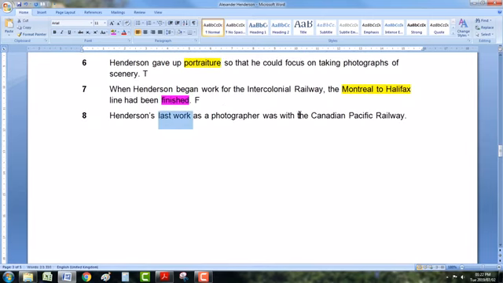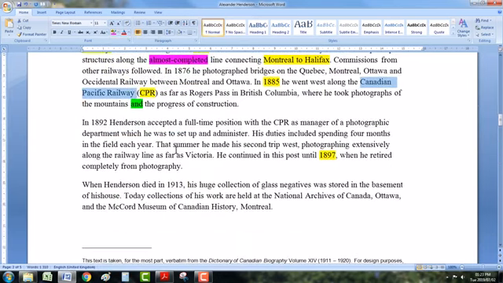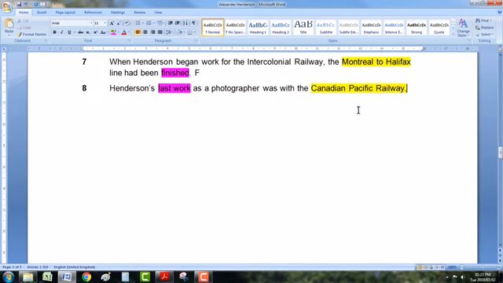His last work was with the Canadian Pacific Railway. That's the target language. What was his last job? Was it his last job? There's Canadian Pacific Railway, but there's also Canadian Pacific Railway. And then you just basically got to continue reading and see if he found another job. What happened after this? And it's over there. He continued in this post. What is this post? This is the job with the CPR, Canadian Pacific Railway, when he retired completely from photography. So retired completely, it was his last job. So that must be true.